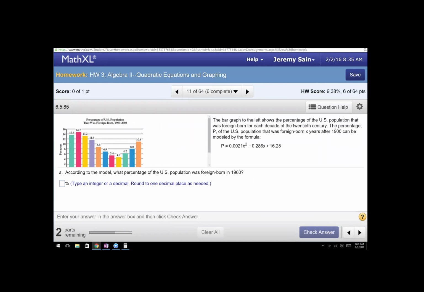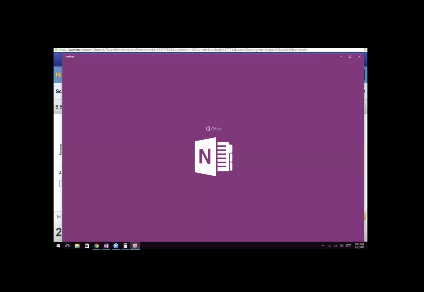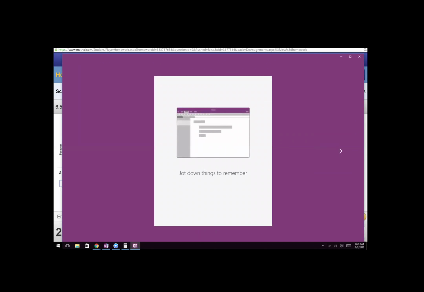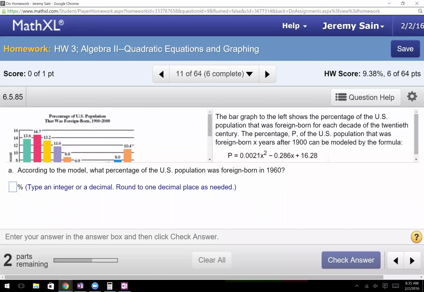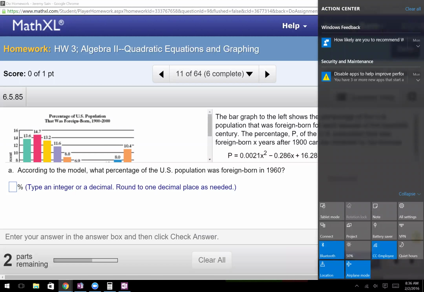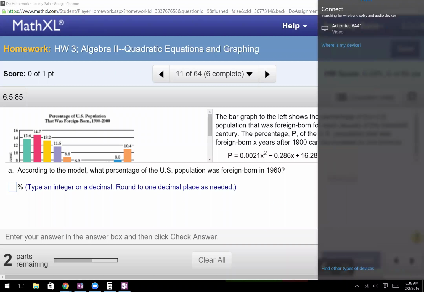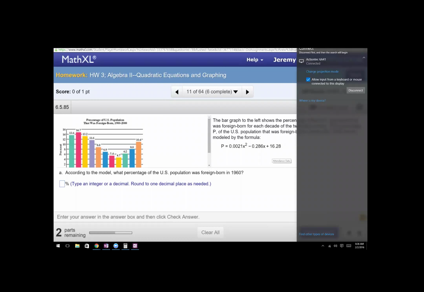Oh, that's ugly. What are we going to do? Okay. So it gives us a little, oh, wow. That completely went away, didn't it? Let's try to get back. Should come up in just a second.